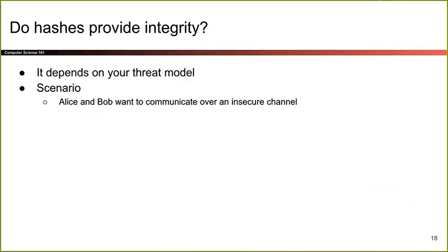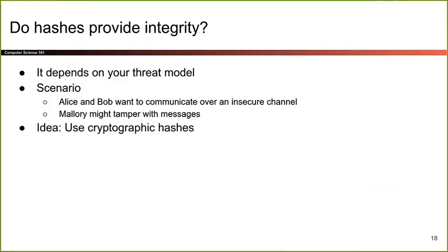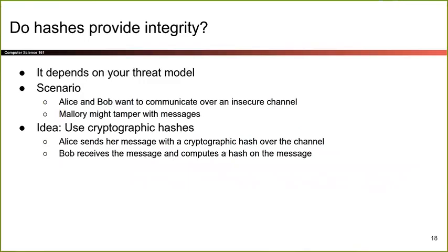This is the classic Alice and Bob want to communicate over an insecure channel, and Mallory tampers with messages. So in this case, let's try again to use crypto hashes. Alice sends her message, and she sends the hash of the message over the channel. And then Bob will receive the message, compute the hash, and check that the hash matches.